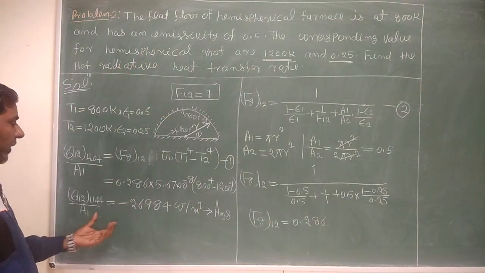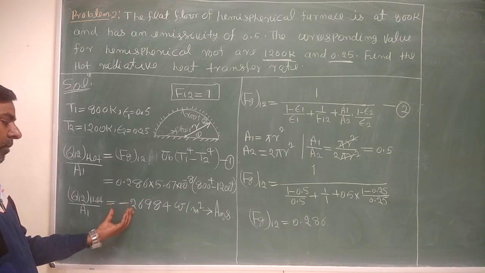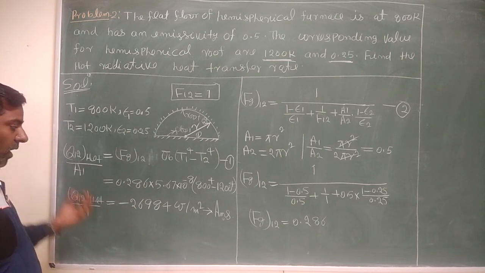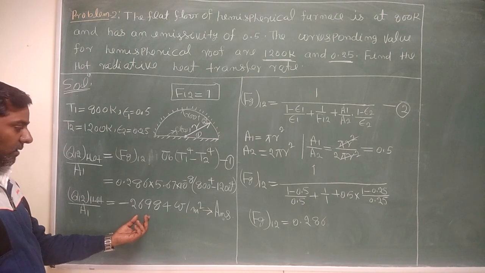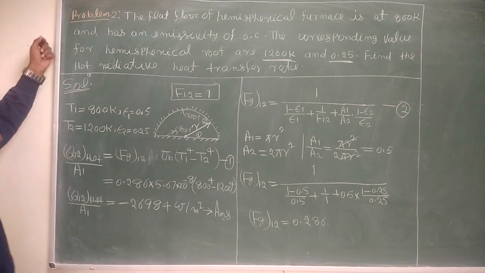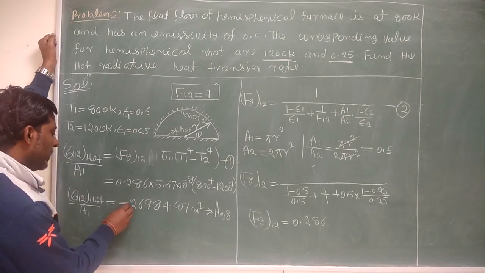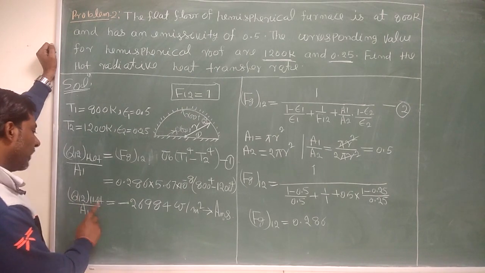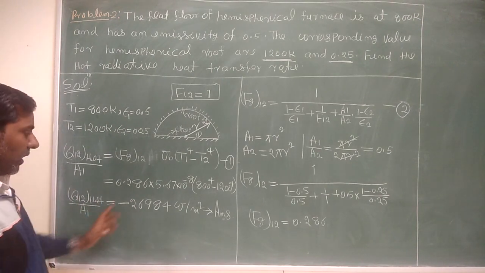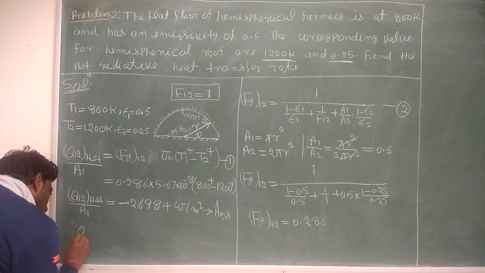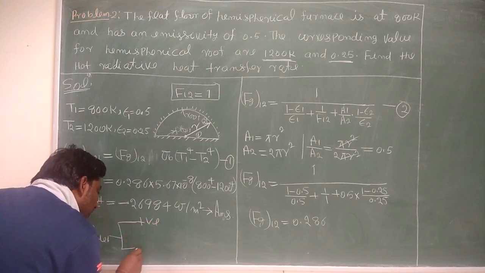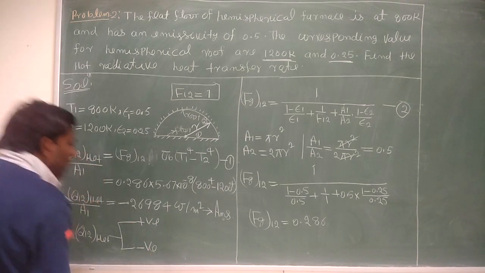Okay. After getting the answer, you have to realize and think about what you have calculated and why you have calculated it. What is the physical significance of that result or that answer? Look at here. First you see that this value is coming negative. What does this negative mean? You have calculated Q1 to 2 net, and you are getting negative. So what does it mean when Q1 to 2 net is positive, and what does it mean when you are getting negative?